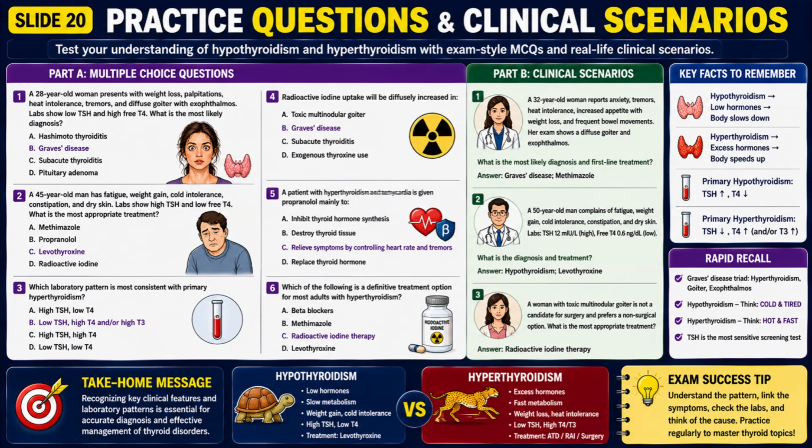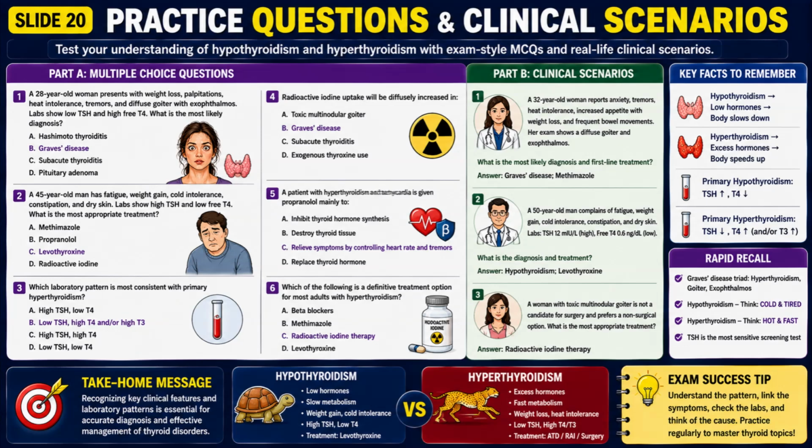Now consider a patient who complains of fatigue, weight gain, cold intolerance, constipation, and dry skin. Laboratory findings show elevated TSH and low T4 levels. These findings are characteristic of primary hypothyroidism, most commonly caused by Hashimoto's thyroiditis.